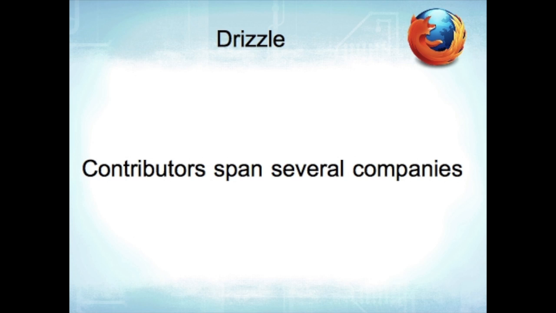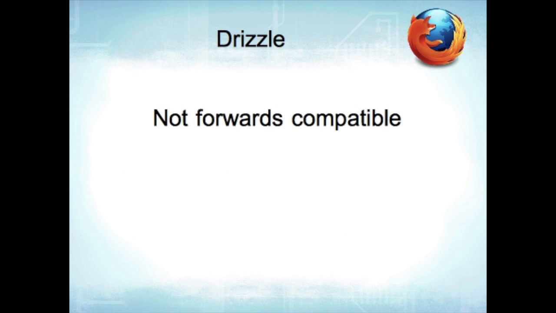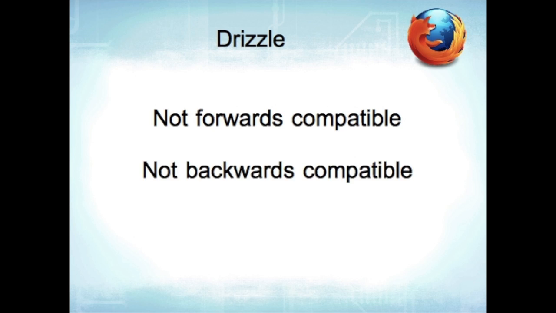So in Drizzle, contributors span several companies. This is actually really important to some people, that they're accepting patches from the community and all that kind of stuff. It's very community patch friendly. Drizzle's not forwards compatible, so if you're in Drizzle and you want to go to MySQL or something like that, it can be difficult, because of some of the limitations. And it's not backwards compatible, as we were talking about. And so it's pretty much vendor lock-in, right? You probably can go forward because there's more limitations in Drizzle, but it's not going to work the same.